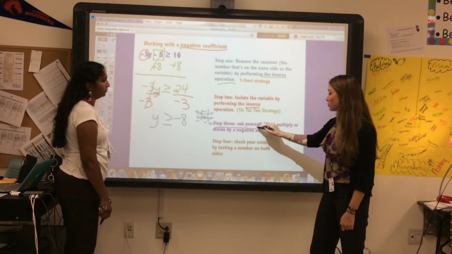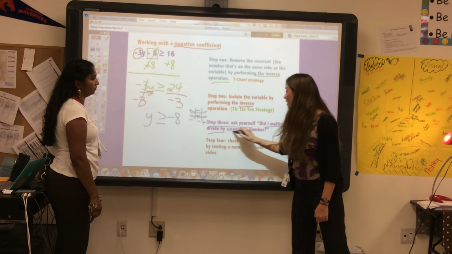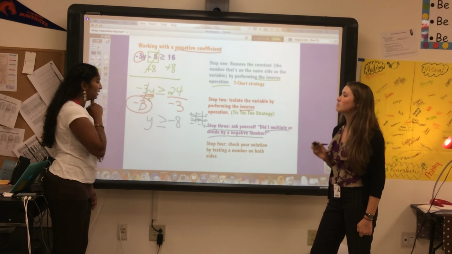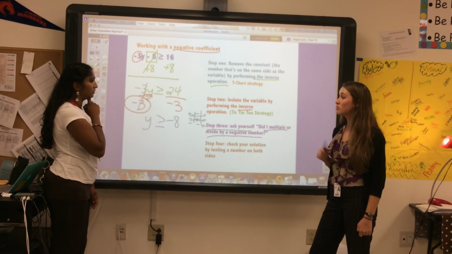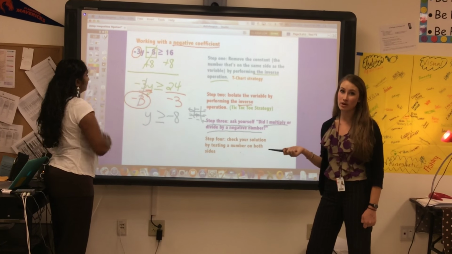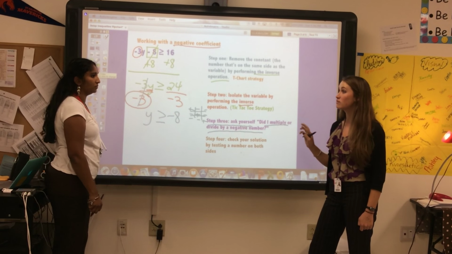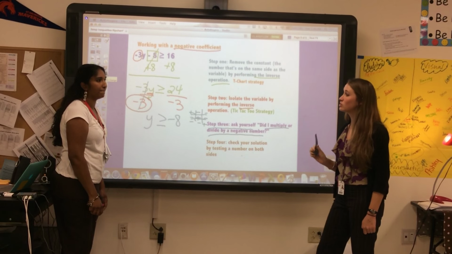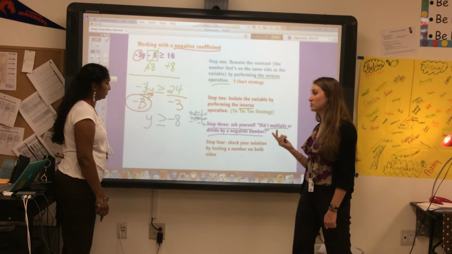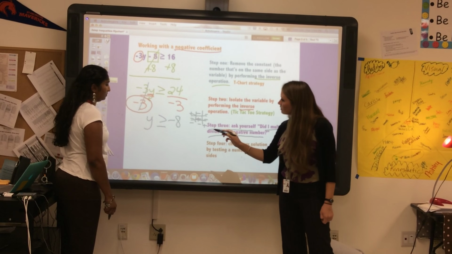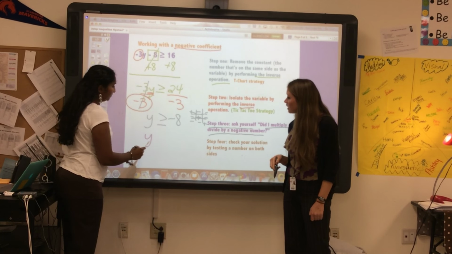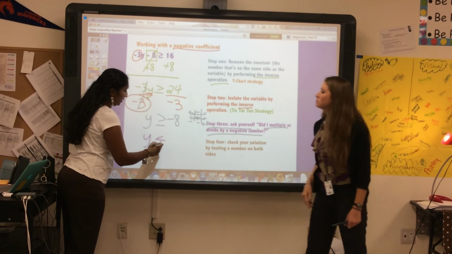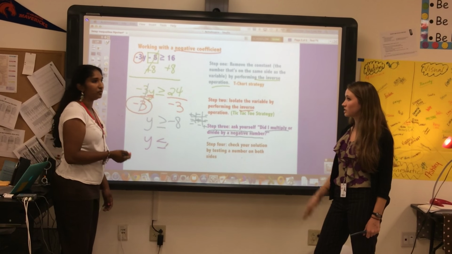That's where we go into step 3. Did I multiply or divide by a negative number? I did. It was right here. I divided by a -3. Okay. Whenever you divide or multiply by a negative number with inequalities, you actually have to flip the sign. Negatives a lot of times mean opposite, so what you're going to do is do the opposite direction too. So why don't you rewrite it with y, and then we're going to flip the whole sign. Okay, so we're going to make it look backwards, like a mirror. Yeah. Like a reflection.